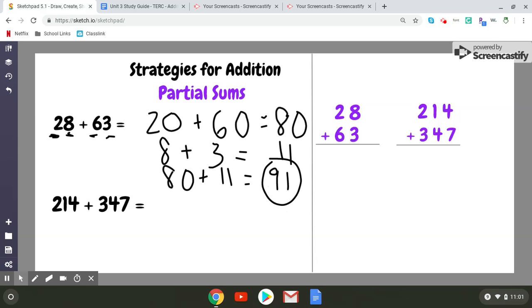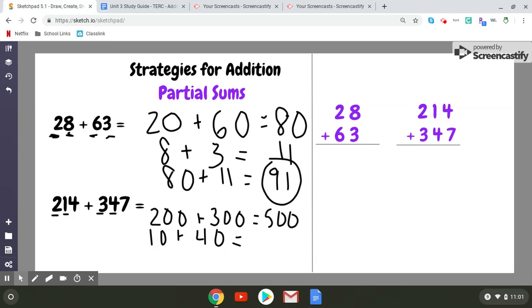To add 214 plus 347, we're going to do the same thing, but this time we're starting with the hundreds place. So we're going to start with the 2 in 214. That really means 200, plus this 3 means 300. 200 plus 300 is 500. Now we're going to add the 1. This 1 means 10. This 4 means 40. So 10 plus 40 is 50. And now we'll do the ones. 4 plus 7 equals 11.